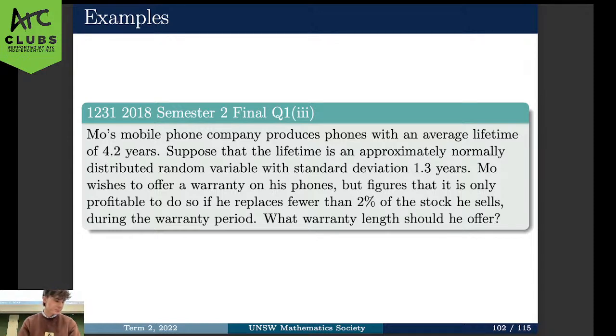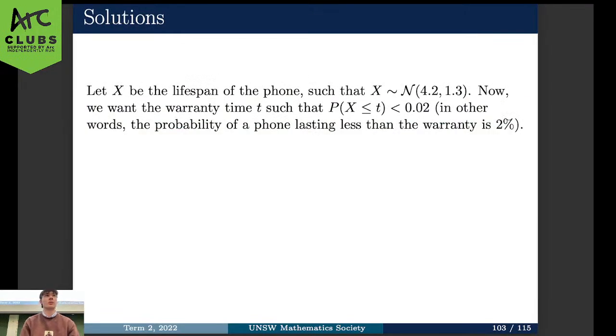offer? Now the question here is, what probability are we finding, or how do we find the warranty time t? If we first define X to be the random variable that is the lifespan of the phone, we want the probability that the lifespan of the phone is less than some warranty time t to be less than 2%.